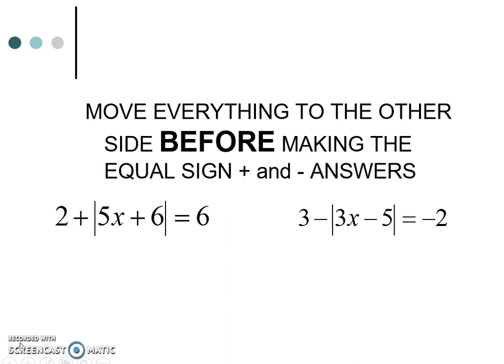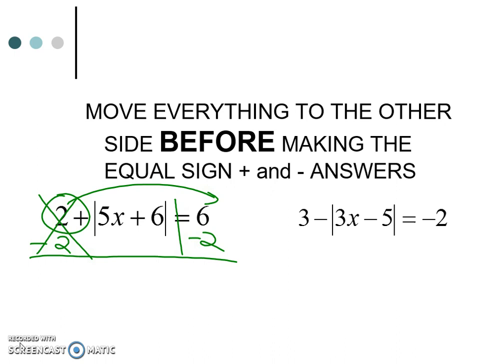Here are two problems. First thing you need to remember is to move everything to the other side before making the equal sign, positive and negative answers. So this means you're going to look at 2 and you're going to move that to the other side before you solve for x. So this needs to be over here by doing the inverse. So you need to minus 2 on each side, get rid of this, and then you're going to do 6 minus 2 first. And then you're going to bring down the equal sign, and then you're going to solve from there.